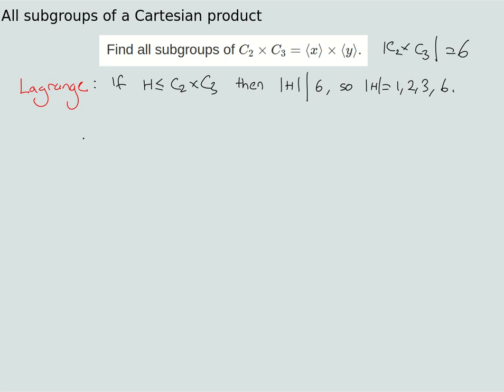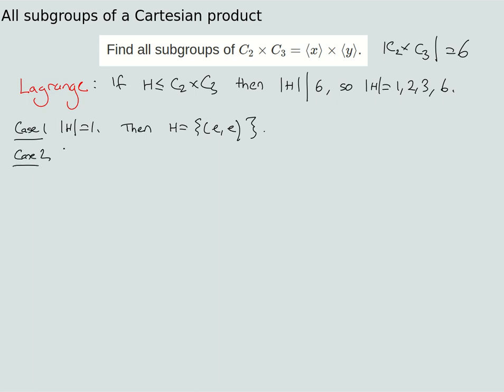Okay, so in order to systematically search for all subgroups of C2 cross C3, we're just going to work one order at a time, and we're going to pick off the easy orders first of all. So case 1, what happens when the size of H equals 1? Well, if you're a subgroup, you've got to contain the identity element. That's part of the definition of being a subgroup. So if you're a subgroup of order 1, you've got to be just the identity element. So in this case, H must be just the set containing the identity element. Okay, that's the only possibility then for a subgroup of order 1.